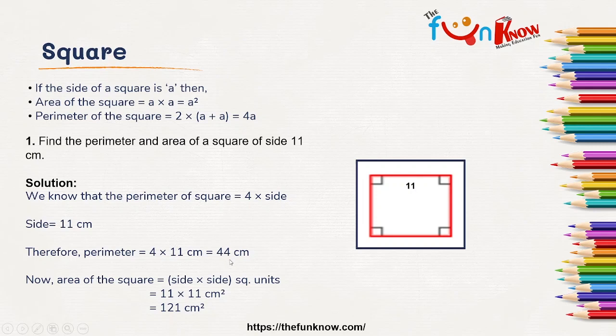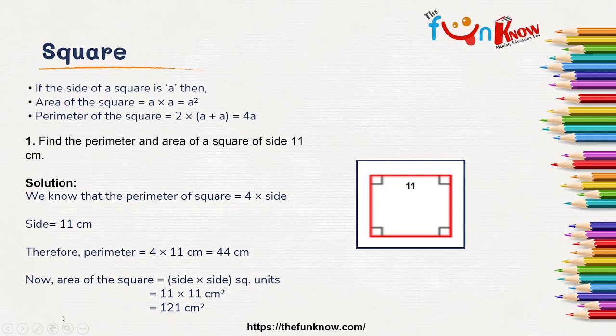Next, students, they have asked us the area of the square. So, how are you going to find the area of the square? Students, first of all, we will write the formula of area of the square, that is A into A, that is A square. So, here A will be considered as side. So side into side square units will be the area of the square.